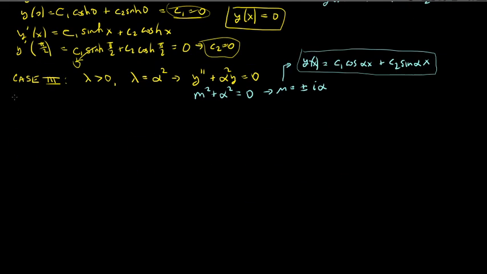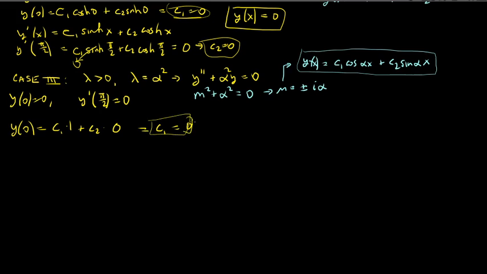So remember our boundary conditions are y of 0 is 0, and y prime of pi over 2 is also 0. So let's just plug in 0 into this. We get c1 times the cosine of alpha 0. Cosine of 0 is 1, times 1, plus c2 times sine of 0, which is 0. So we just get c1 equals 0. See a pattern here? This seems to always be the case. So effectively now our solution is just c2 times sine of alpha x.